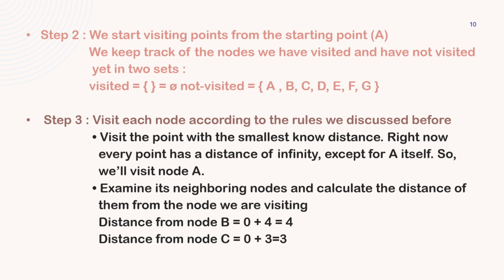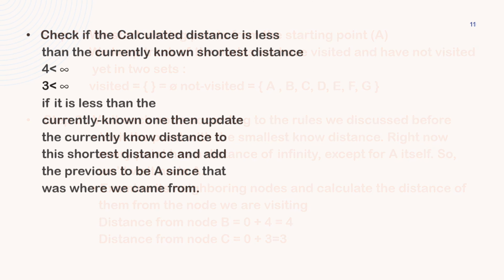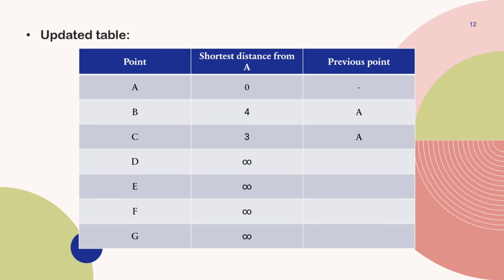Examine its neighboring nodes and calculate the distance of them from the node we are visiting. Distance to node B is 4 and distance to node C is 3. Check if the calculated distance is less than the currently known shortest distance. If it is less than the currently known one, then update the currently known distance to the shortest distance and add the previous to be A, since that was where we came from. Given is the updated table.